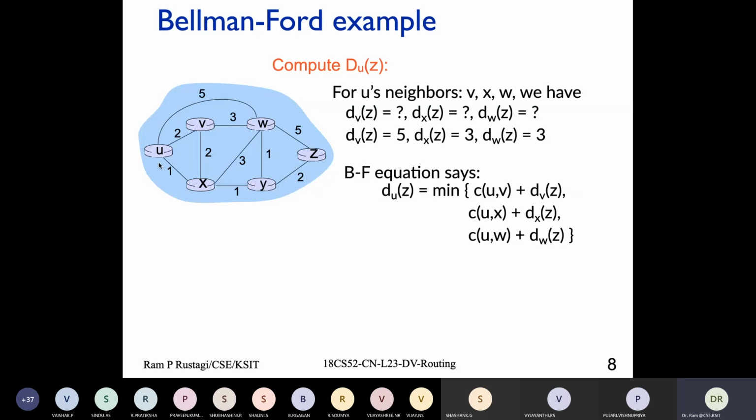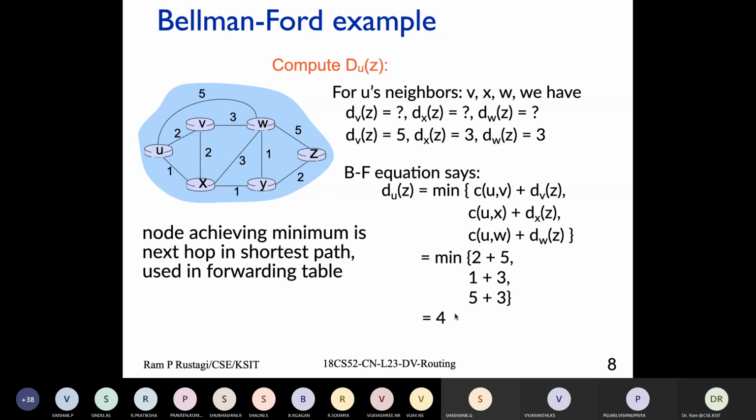So C(U,V) is 2, so it becomes 2 plus 5. UX is 1, DXZ is 3, so 1 plus 3. And we have DWZ, 5 plus 3. The minimum happens to be 4, so we compute the distance of U to Z as 4, and that's the way the Bellman-Ford equation really works.